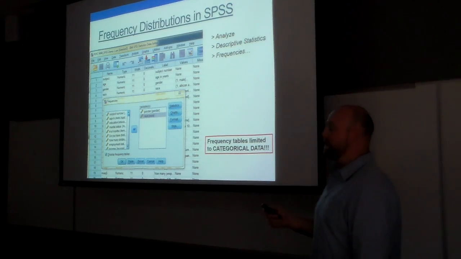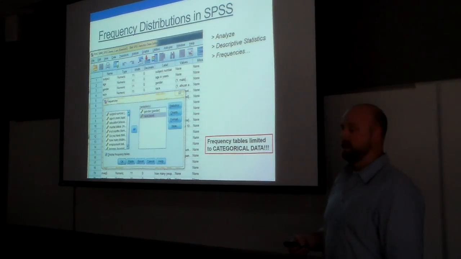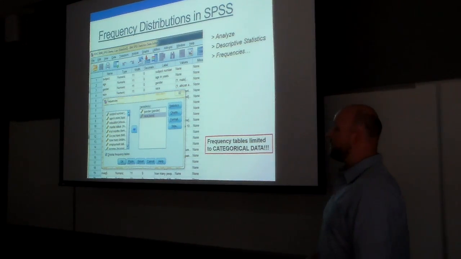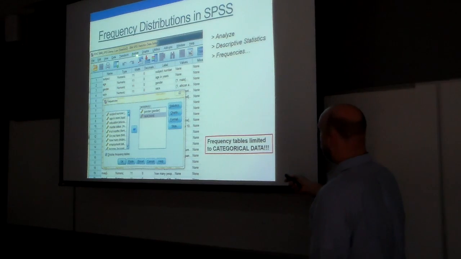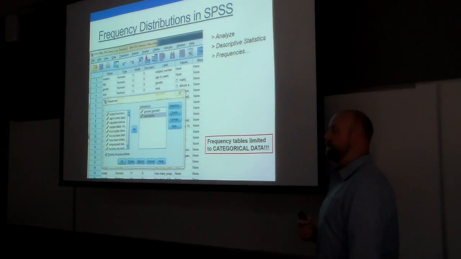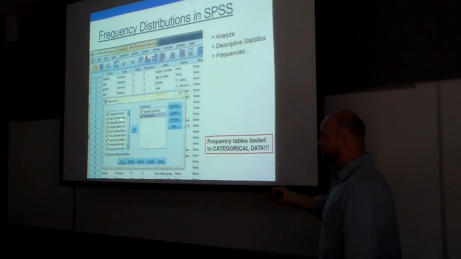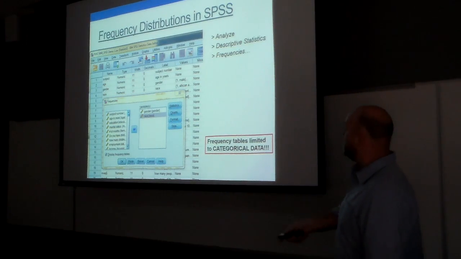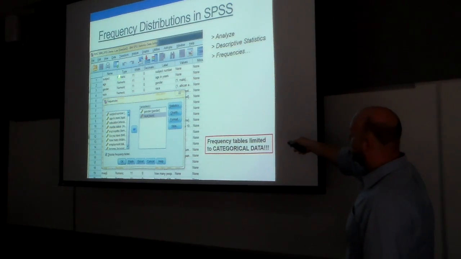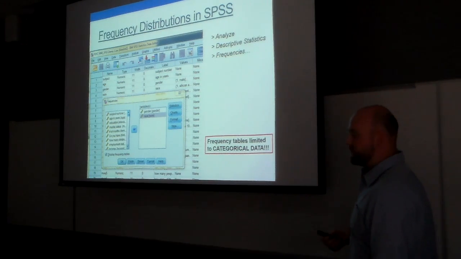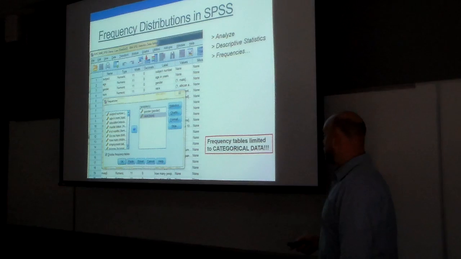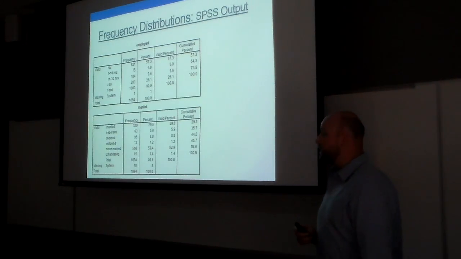Nice thing about SPSS, you can run things off of pull-down menus that are pretty intuitive. The display is pretty slick. But if we're going to get frequency distributions in SPSS, we go to Analyze, choose Descriptive Statistics, choose Frequencies, and then we would take whatever our variables are and plug these in. Frequency tables are limited to categorical data. In SPSS, if your variable isn't identified as a categorical variable, it might not show up for you to punch in there. So when you're indicating your variable type, sometimes you have to make sure that it's the right type, otherwise SPSS won't read it in. But this is how you would get a frequency table.